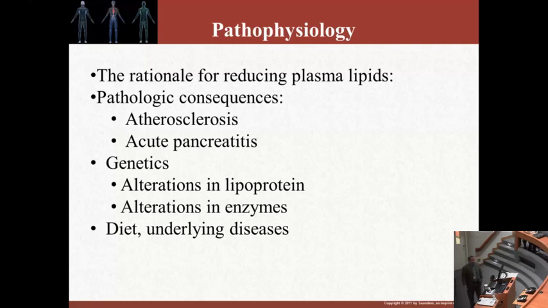So the rationale for reducing them is because they can contribute to the pathogenesis of atherosclerosis. We can also cause acute pancreatitis when these molecules are in excess, specifically when we're talking about excess LDL. And there's a genetic component as well. There's alterations in lipoprotein structure. There's alterations in the enzymes that can metabolize some of these reactions. And then, of course, going back to our Western diet, it's showing to be the major underlying cause for most people.